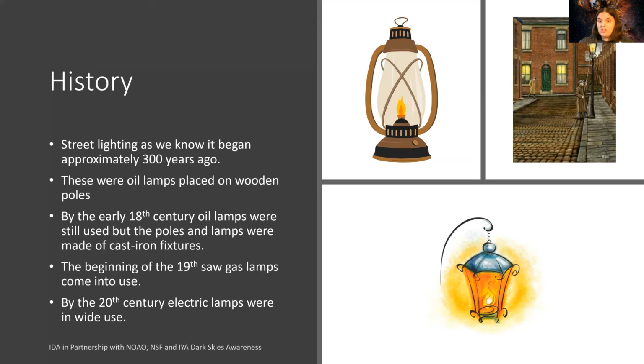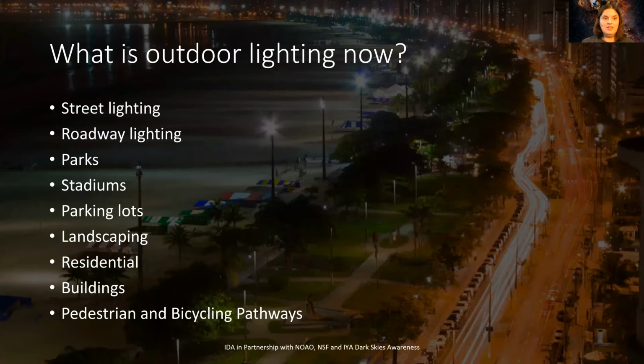So this is kind of the progression of how light went from a dim little night light of like a little candle to now how we have light invading into every area. So what is outdoor lighting now? Back then, it was just basically an oil lamp on a post. Now we have street lights, we have roadway lights, we have parks, stadium, parking lot lights, we have landscaping lights, we have residential buildings, signs, you name it, we have a ton of different sources of light because of the invention of the modern light bulb.